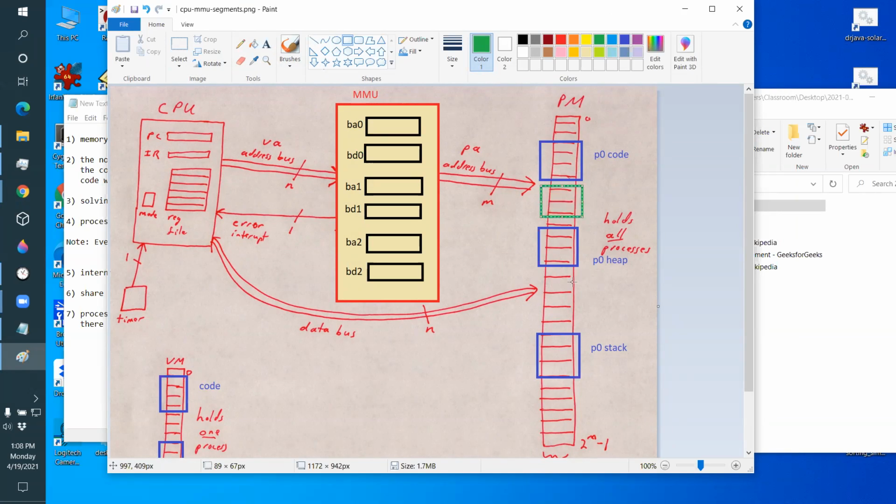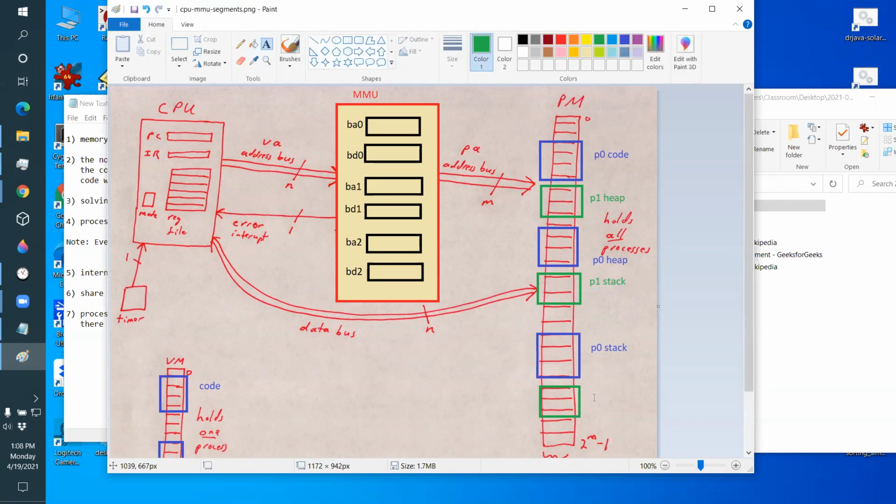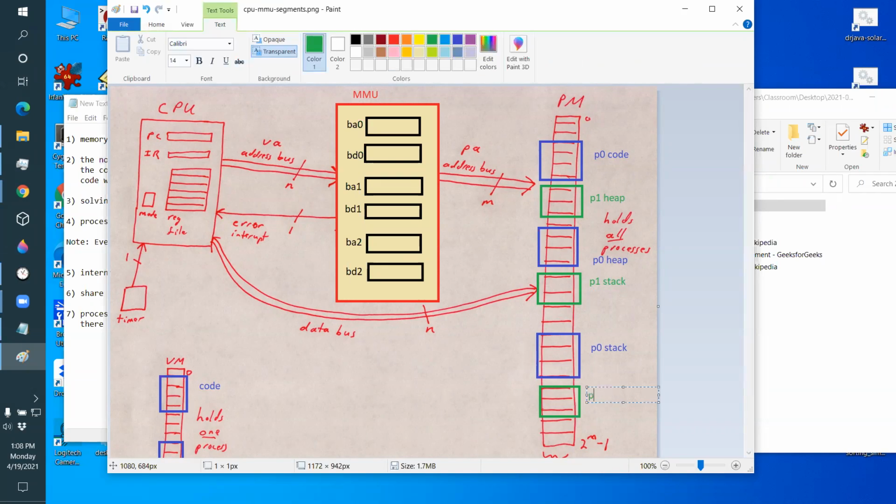Okay. Now, maybe there's another process in memory. Here's another process. So over here, I would have, say, process 1 heap. And maybe this would be process 1 stack. And then this would be down here, process 1's code. Each process has 3 base and bounds registers.